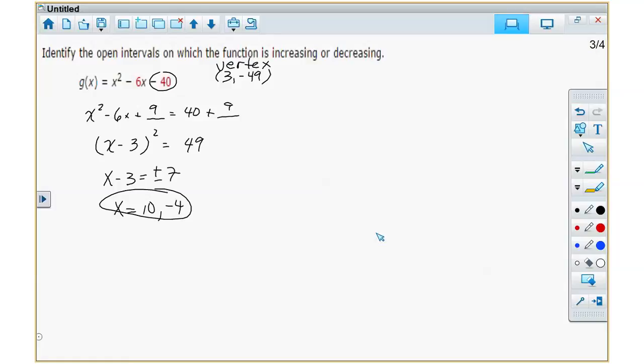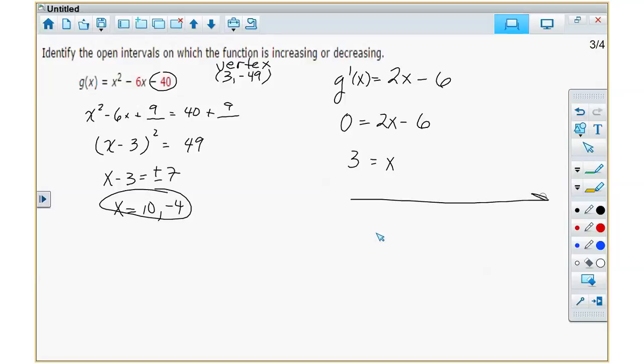Increasing and decreasing values. G prime of x is equal to 2x minus 6. So you check it by setting it equal to 0. 6 comes over, x equals 3. So plug in 0. What do you get? You get a negative number. So on the left, it's decreasing, is it not? Put your car up on it, it's going downhill. And then, of course, we know that if you plug in 4, you're going to get positives.